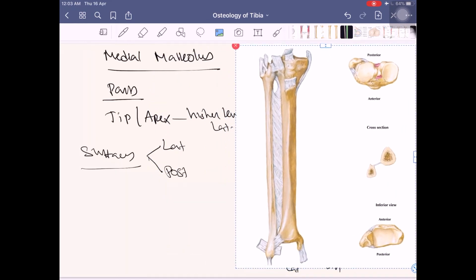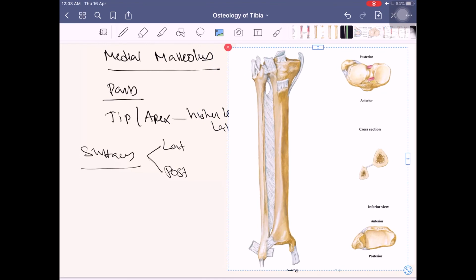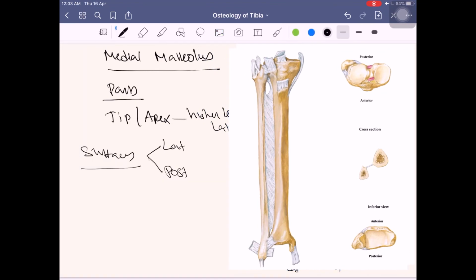Okay, so here you can see, this is our medial malleolus. This part is the lateral surface of the medial malleolus. Now the lateral surface is smooth and comma-shaped, because it is articulating with the medial surface of the body of the talus, this part.